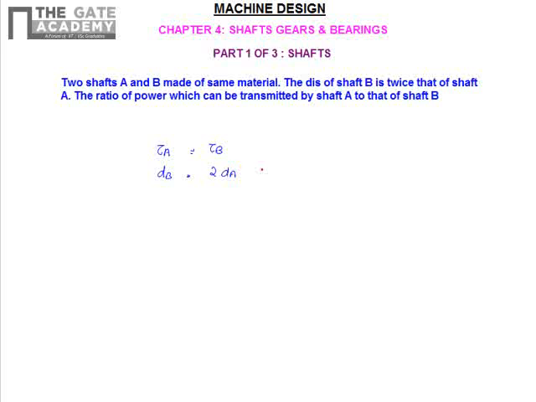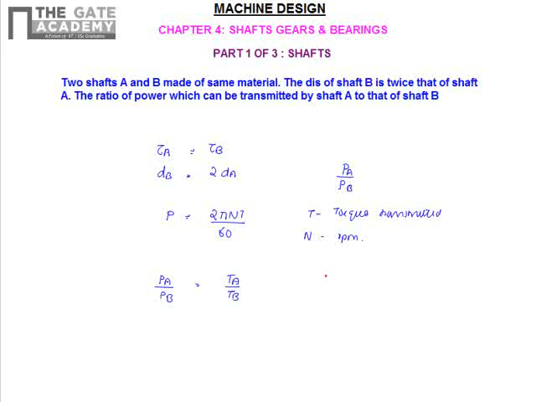Now what is the ratio of power transmitted by shaft A to the power transmitted by shaft B? What is the power transmitted by a circular shaft? It's given by 2 pi N T by 60, where T is the torque transmitted and N is the speed of rotation in RPM, rotations per minute. Therefore, we can write PA by PB is equal to TA by TB.